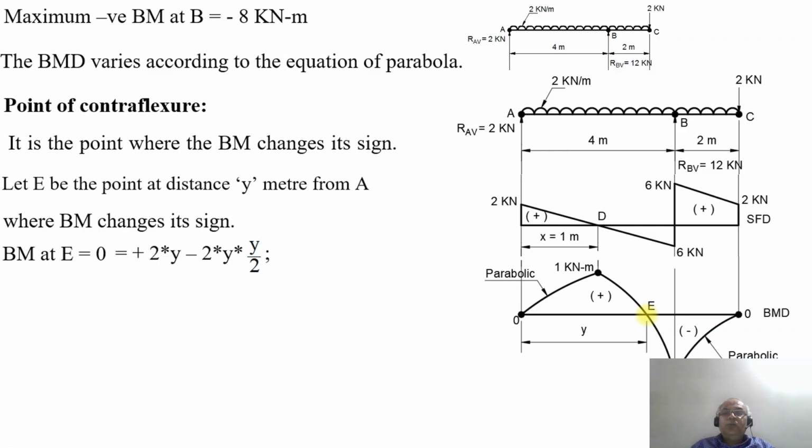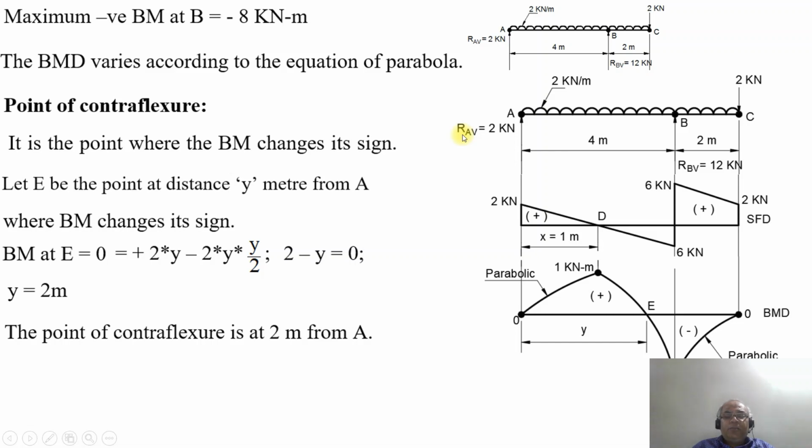So in other words, you are taking the section at this particular point at a distance of y meters from A. So that means 2 into y minus 2 into y by 2. So that means 2 minus y will be equal to 0. Therefore, y will be equal to 2 meters. So the bending moment is changing its sign from positive to negative at a distance of 2 meters from A. So the point of contraflexure is at 2 meters from A.